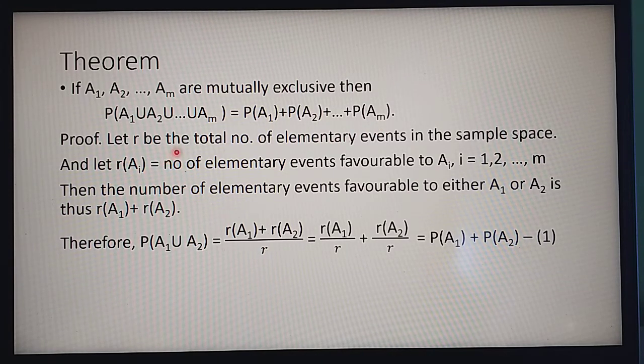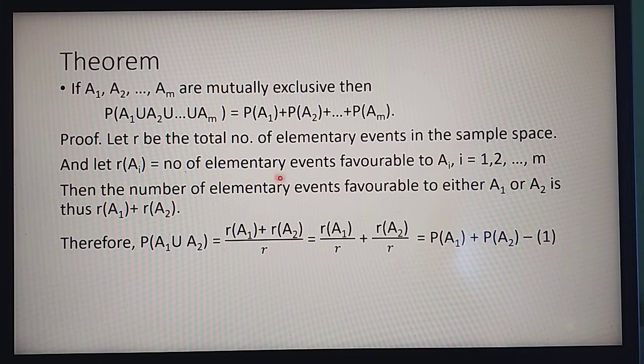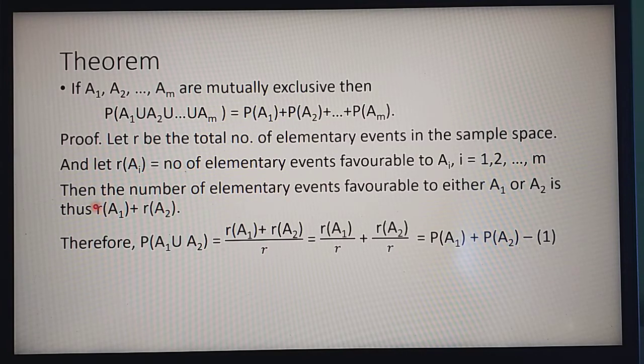Proof. It is a simple proof. As usual, we denote R to be the total number of elementary events in the sample space, and R(Ai) is the number of elementary events favorable to Ai, where i is from 1 up to M. Then the number of elementary events favorable to either A1 or A2 is R(A1) plus R(A2).